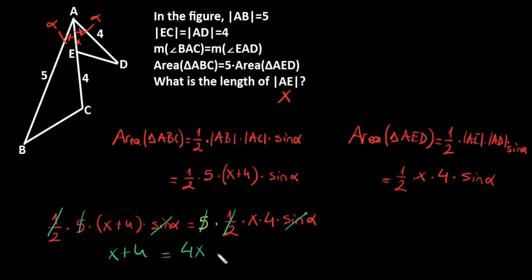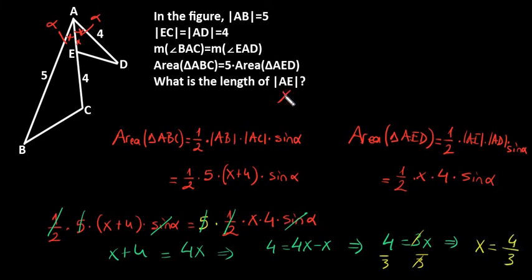So now I can take x to the right. So 4 is equal to, this is plus x, and it's going to be minus x. 4x minus x. So 4 is equal to 4x minus x, which is 3x. Then I divide both sides by 3 to get x. So these 3's will be cancelled out. So x is going to be equal to 4 over 3. Alright, so x is 4 over 3. That means the length of AE is equal to 4 over 3.